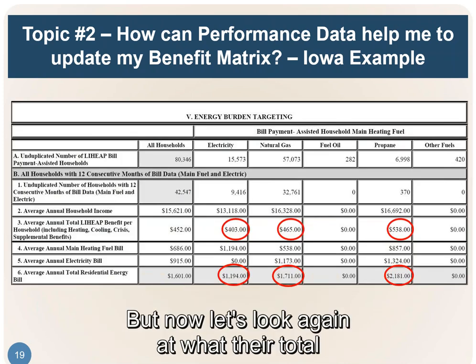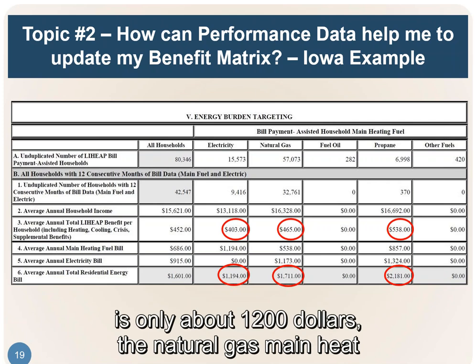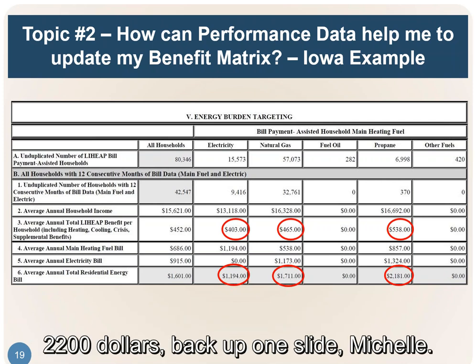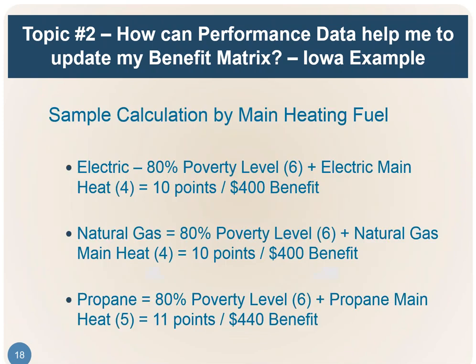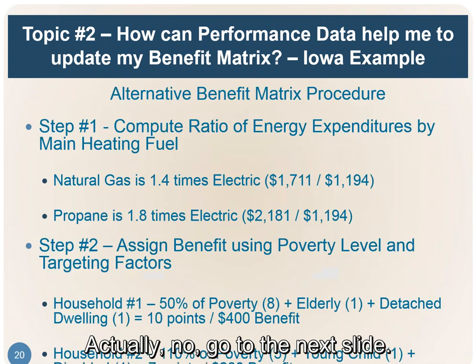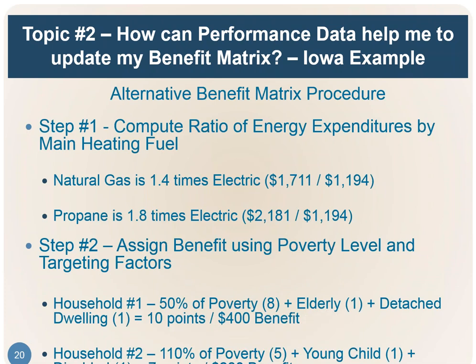But now let's look again at what their total energy bill is. The average electric main heat household is only about $1,200. The natural gas main heat is about $1,700, and the propane is almost $2,200. Back up one slide, Michelle. Actually, no, go to the next slide.